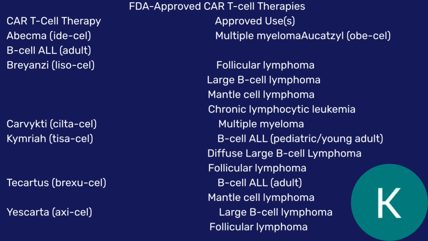Kymriah, used for B cell ALL, pediatric or young adult, diffuse large B cell lymphoma and follicular lymphoma. Tecartus, used for B cell ALL, adult, and mantle cell lymphoma. Yescarta, used for large B cell lymphoma and follicular lymphoma.